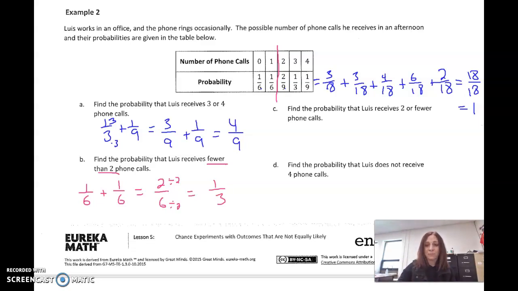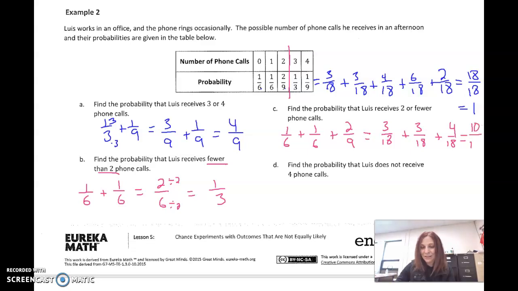Okay, notice how close this next one is. Find the probability that Lewis receives 2 or fewer. This one was fewer than 2. This is 2 or fewer. So in this one, we're going to include the 2. So we have 1/6 plus 1/6 plus 2/9. Okay, we do need a common denominator for this, and that's 18 again. Okay, and I've actually already changed them here. If our denominator is 18, 1/6 is 3/18 times 3 times 3, the same thing. 2/9 is 4/18. 3 plus 3 is 6, plus 4 is 10. So 10/18. Dividing both of those by 2, that would be 5/9.